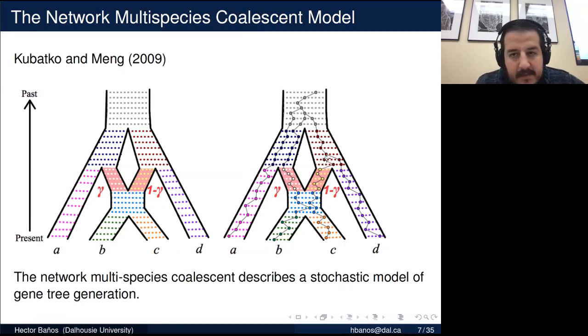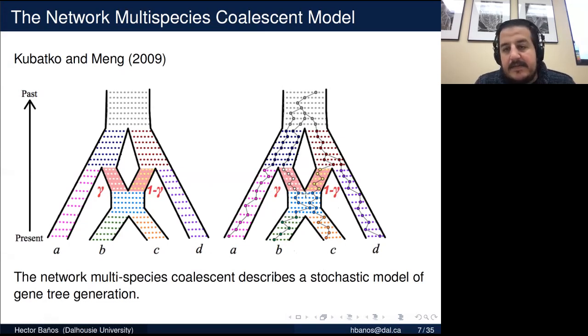And if by chance two lineages select the same parent, then that is called a coalescent event. And then you keep going with one lineage. You keep doing that until all your lineages have coalesced and you have just one remaining lineage. Now, in terms of the hybridization event, here we have this hybridization event. This lineage has probability gamma of going in that direction and probability 1 minus gamma of going in the other direction.